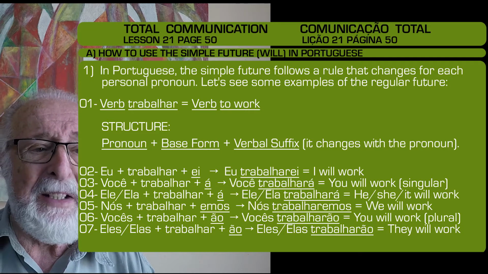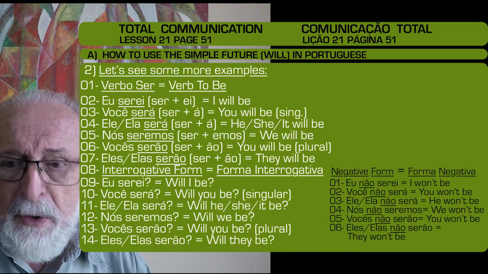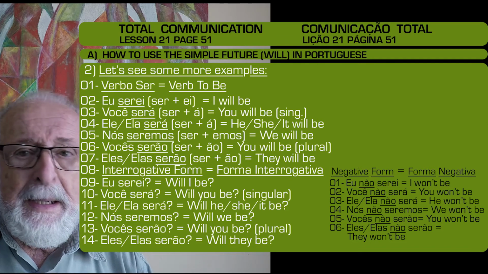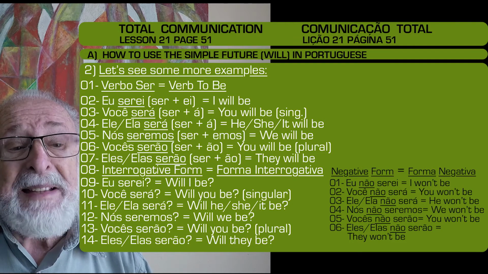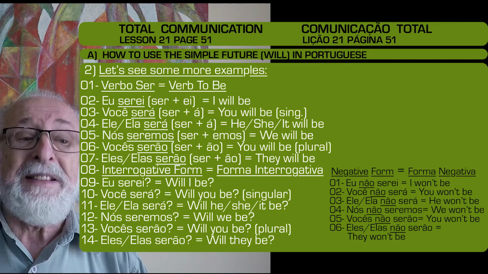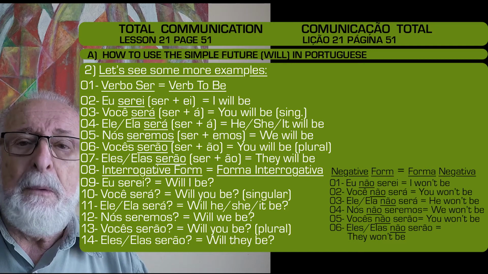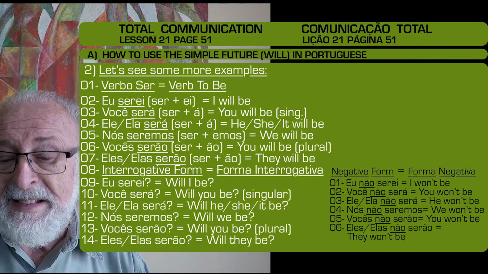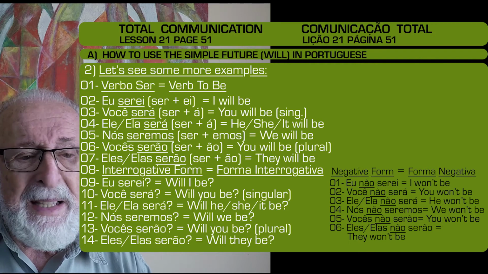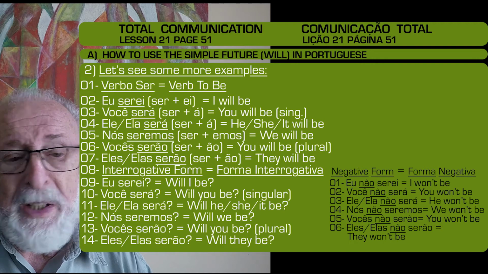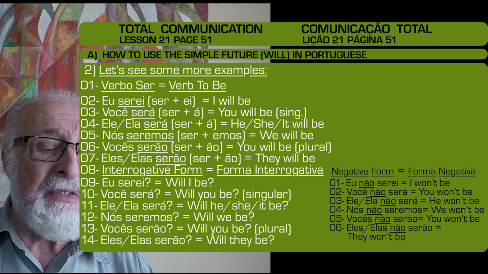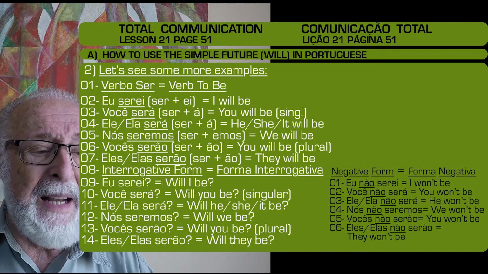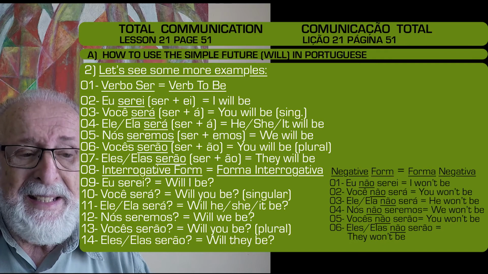Let's see the next page. The next page is page 51, okay? I put there number 2, and I say, let's see some more examples. In line 1, I put verbo ser. Verbo ser means verb to be. Verb to be is verbo ser. Okay? Then we have there, in line 2, eu serei.